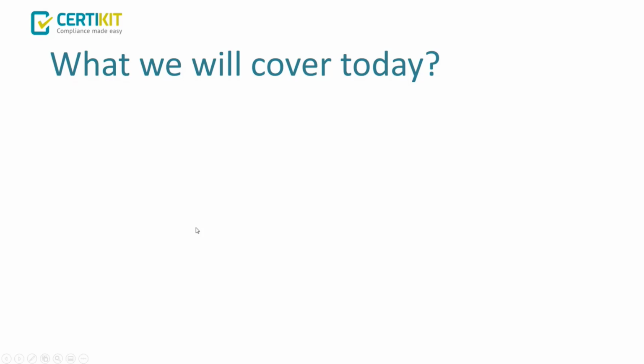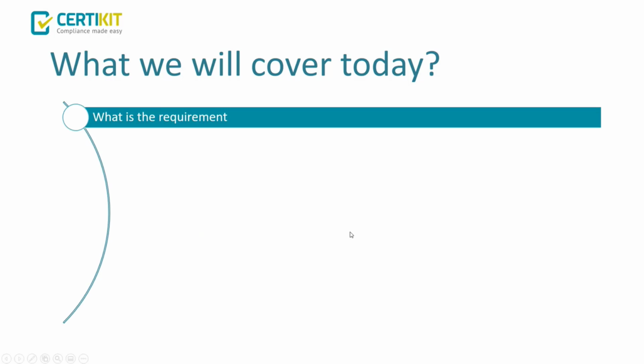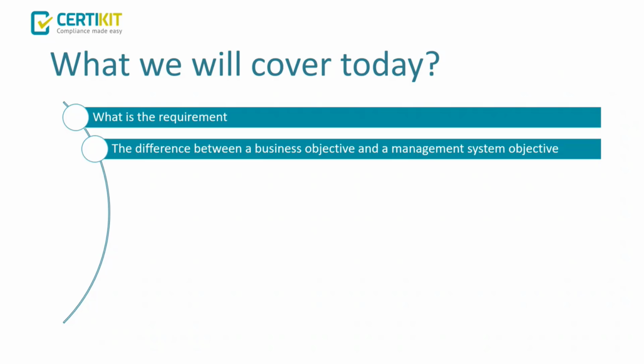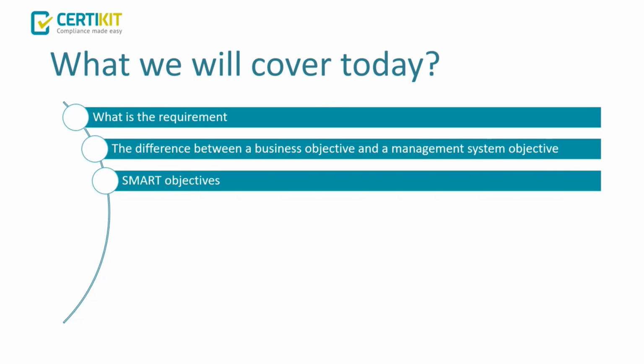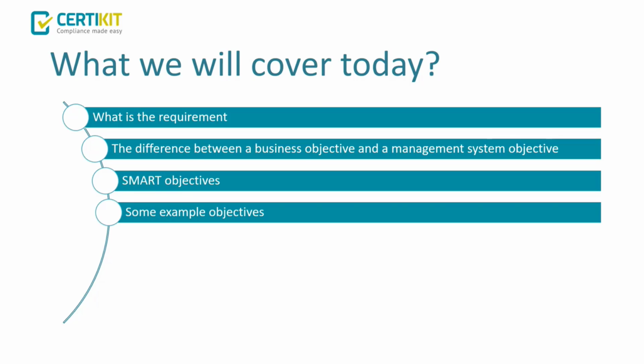What are we going to cover today? Firstly, what is the requirement for objectives within the management system standards that we're talking about? What exactly does it say, and what do we need to do in terms of objectives? Then a bit about the difference between a business objective and a management system objective. They're not quite the same thing, and we'll talk about the shades of grey between the two. We'll also talk about the fact that objectives should be SMART, and we'll come on to what SMART stands for. It's no surprise there. I'm sure you've all come across that many times before.